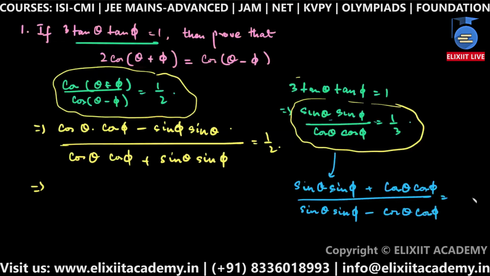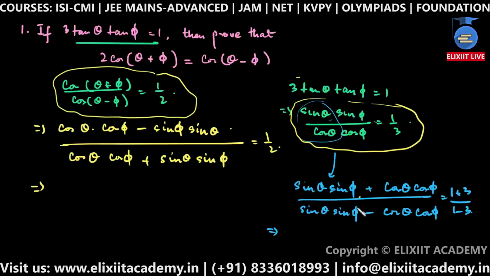And this is equal to, since you are applying componendo and dividendo, you have to apply it on both sides: 1 plus 3 divided by 1 minus 3. So what we have in this case is cos theta cos phi, and we have sin phi sin theta in the numerator. So we will have sin theta into sin phi. And if you take a minus sign common, then you will get back the answer.